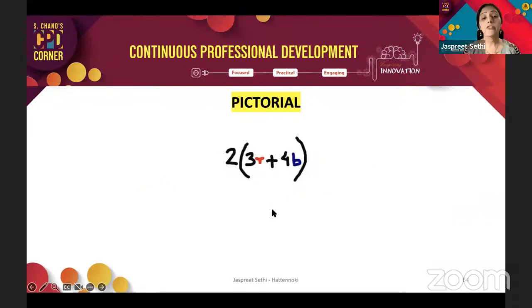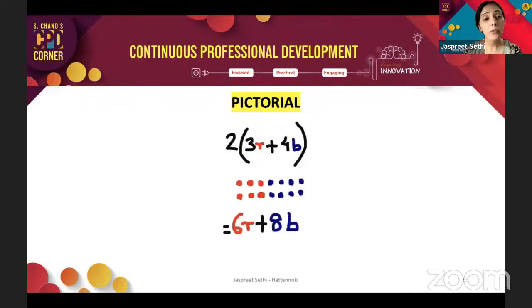Other pictorial, I think I showed this last time, was distributive property. And I use a lot of algebra with concrete and pictorial, which is something I will discuss tomorrow and a little bit of today, keeping in mind the time that we have. So this was me showing distributive property with the pictorial example, that I have 3R and 4B, which is standing for 3 red and 4 blue for me. And I showed 2 groups of that to show that that's 6R and 8B.